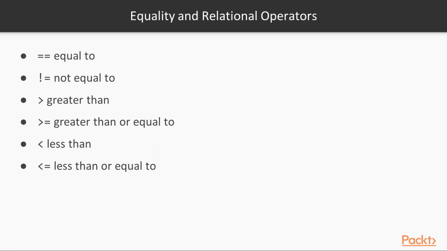Equality and relational operators. This one is quite straightforward. We have your equal to and not equal to, then the greater than and greater than or equal to, and similarly the less than and less than or equal to. They sound boring, but they are very useful, especially when you deal with primitives.